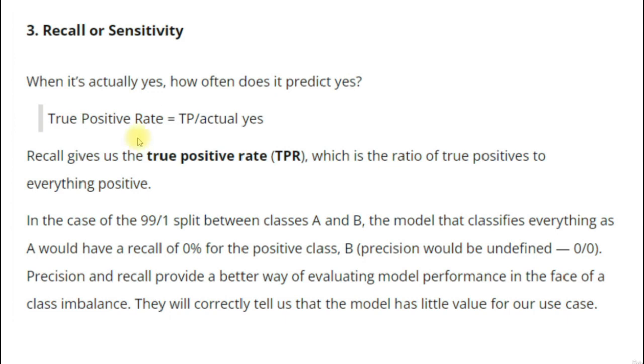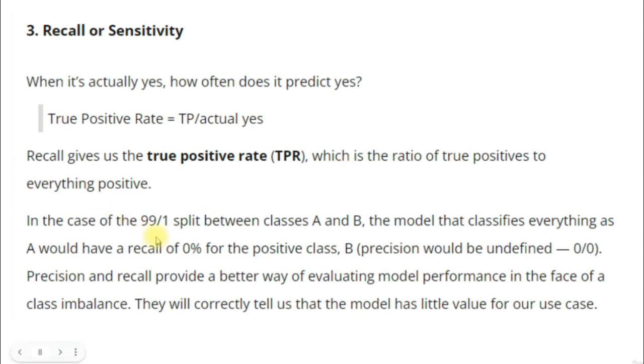Recall, or sensitivity. Recall is: when it's actually yes, how often does it predict yes? Recall is also known as the true positive rate. That is true positive divided by actual yes. Recall gives us the true positive rate, which is the ratio of true positives to everything actually positive.